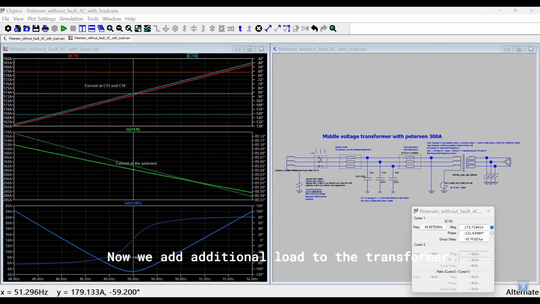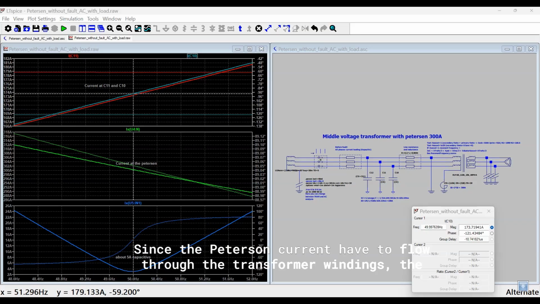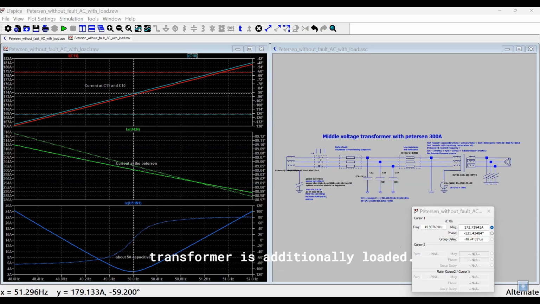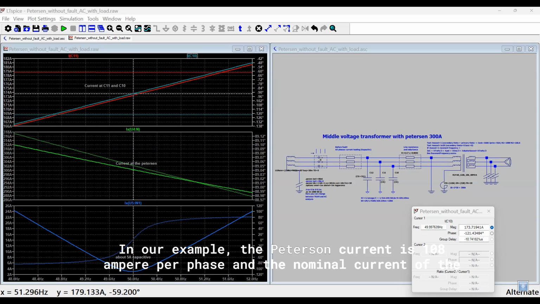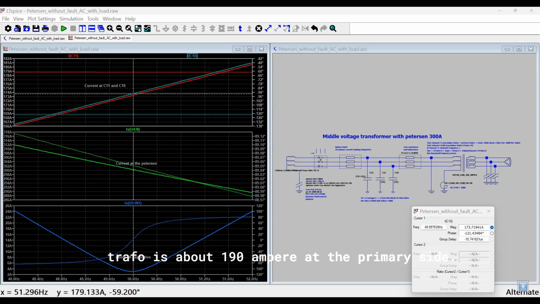Now we add additional load to the transformer. Since the Petersen current has to flow through the transformer windings, the transformer is additionally loaded. In our example, the Petersen current is 108 A per phase and the nominal current of the trafo is about 190 A at the primary side.